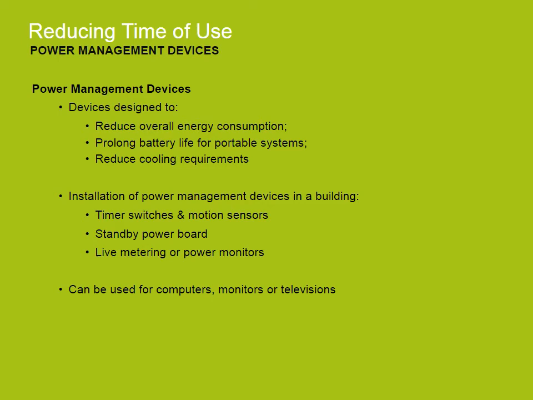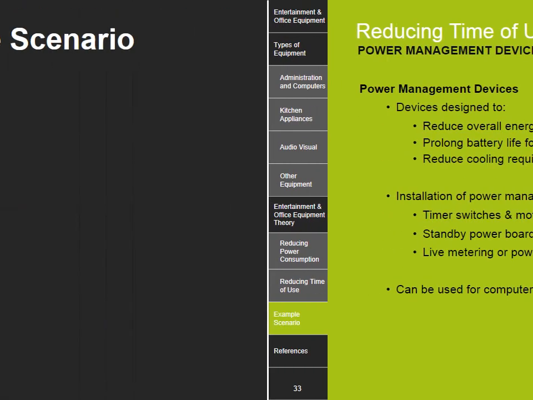Power boards are capable of managing slave appliances to a master appliance. For example, a television will be the master appliance, while a DVD player or a game console would be the slave appliance. When the television is turned off, the power board will turn off the slave automatically. Live metering, as discussed previously, is a useful tool to manage and illustrate power use of a building or an appliance, making it visible to users.